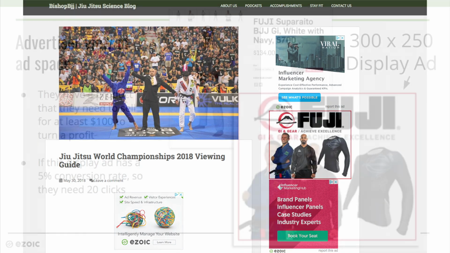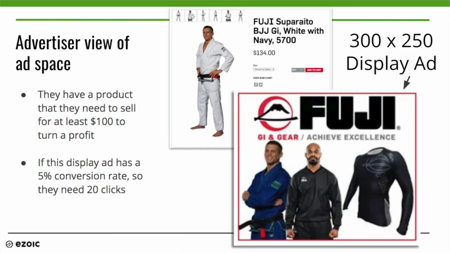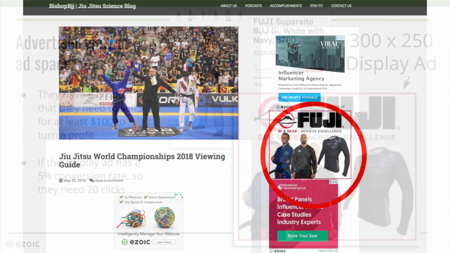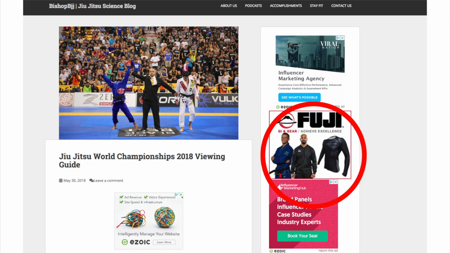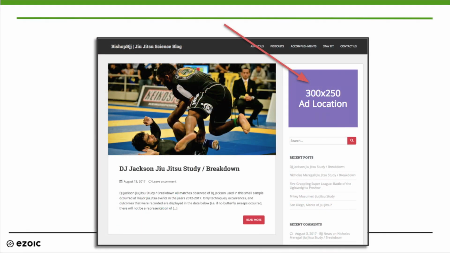In this case, the advertiser has a product that they want to sell for at least $100 to turn a profit, and they have a display ad that has around a 5% conversion rate on average, so they need about 20 clicks. So they're essentially going to do some math now, and they're going to get data out of that real-time bidding protocol to figure out where they should show this ad and how much they should bid to actually meet their campaign goals. So there's my martial arts website. We've got a 300 by 250 ad location right there in the purple box, and that seems like a prime spot for me to put my ad.